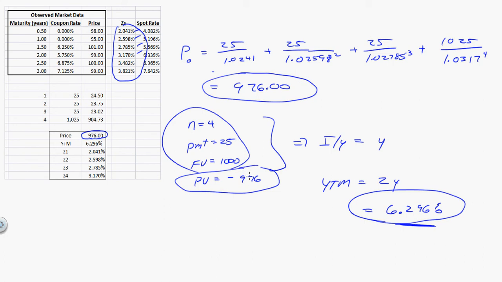But given that, now the next thing to think about is where those spot rates actually come from, why they are what they are. So those are the mechanics of finding the spot rates, finding the price, and finding the yield to maturity of a bond.